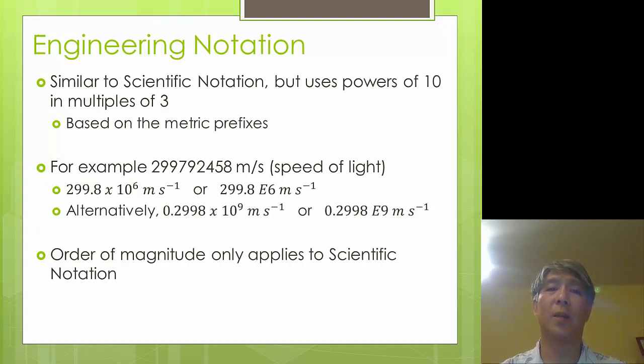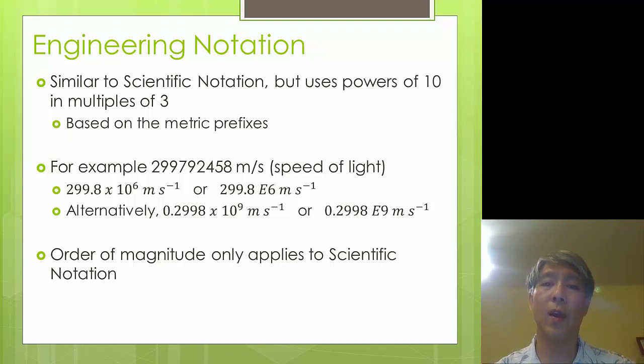It's also useful a lot of times to talk in terms of engineering notation. It's similar to scientific notation, but all the powers of 10 come in multiples of 3 based on those metric prefixes. So, for example, again, using the speed of light, I could express 299,792,458 meters per second as 299.8 times 10 to the 6 meters per second. You can kind of look at it and say, well, it's 299.8 megameters per second if you wanted to.